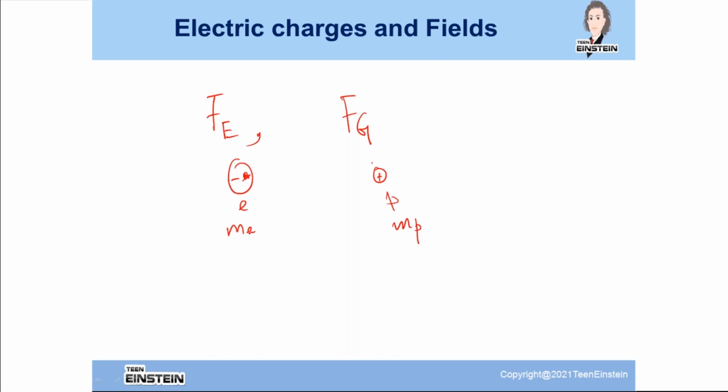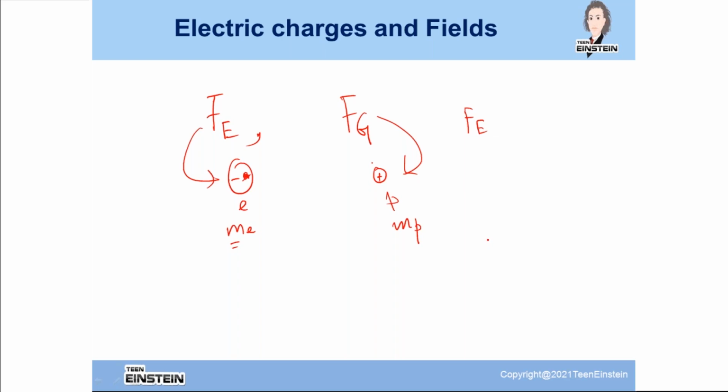So you can see between the electron and proton there are two forces acting. One is electric force, another one is gravitational force. Can you tell me which one is greater, having greater magnitude? Among these two, I mean to say, strength wise, which one has more strength? The gravitational force or the electric force? It is the electric force which has actually greater magnitude.